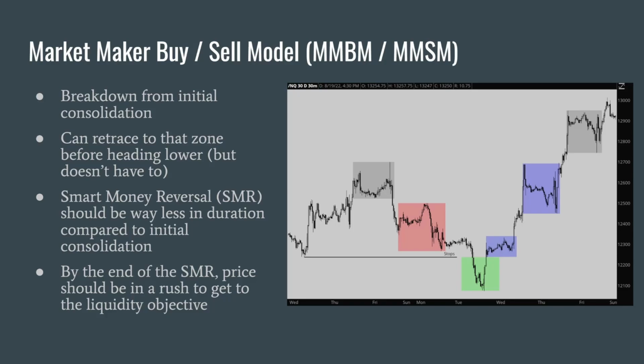And by the end of the smart money reversal, price should be in a rush to get to the liquidity objective, which would be up here, these buy stops resting above this old high, and ultimately some higher time frame targets, if there are any. And you can see that's exactly what's happening as we have some really strong pushes in price all the way up until this level is cleared.